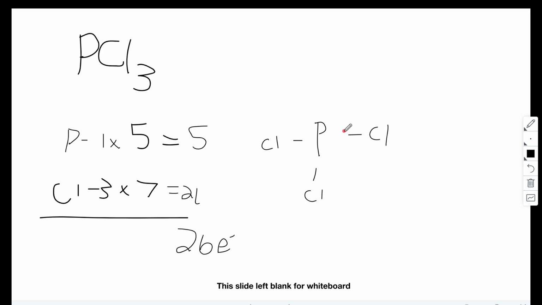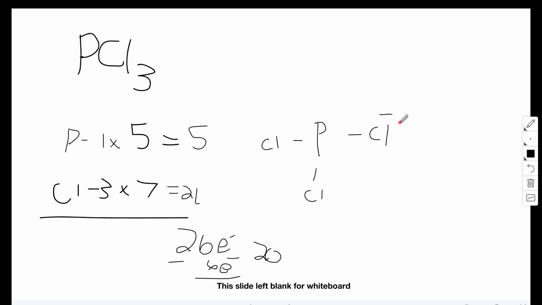Right now, we've already used 1, 2, 3, 4, 5, 6. Those 6 went into the bonding, so now we have 20 more to draw. Here, we have to draw them around the outside. Theoretically, best practice would be to draw them as dots. However, you know we're too lazy to do that, so we're going to go ahead and draw lines.